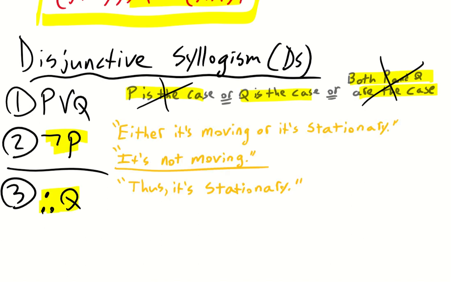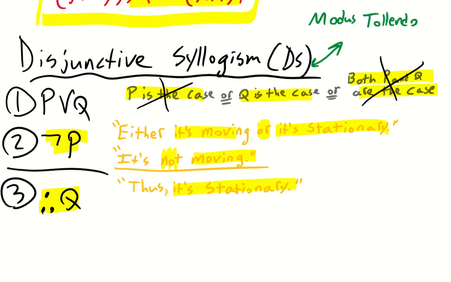For example, either it's moving or it's stationary. It's not moving, thus it's stationary. By the way, if you prefer Latin, the disjunctive syllogism we can also call modus tollendo ponens.